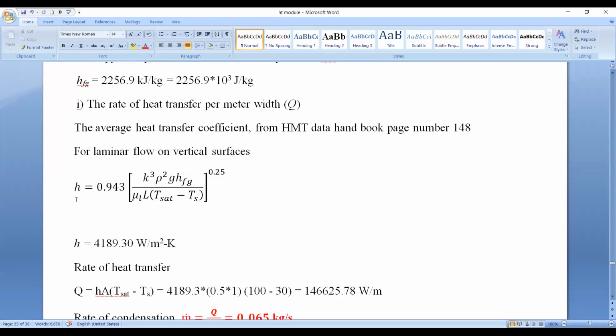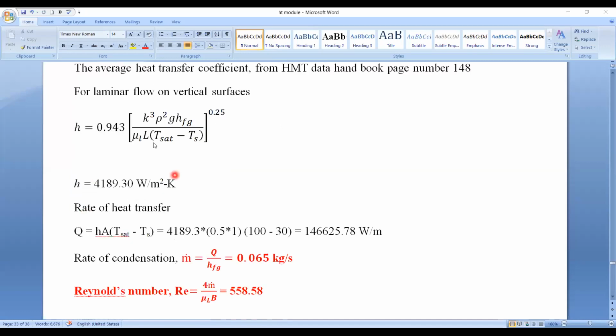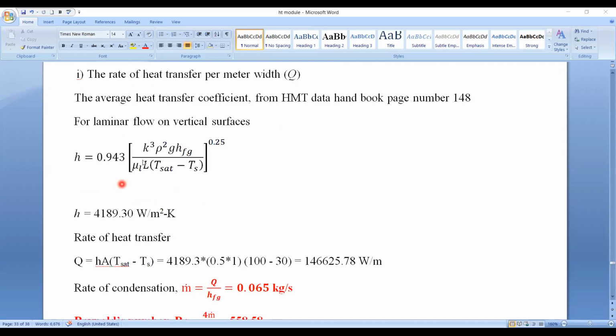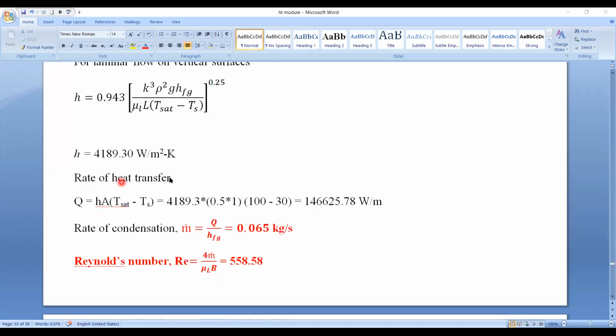Now H equals to 0.943 into the bracket raised to 0.25. So substitute all the values and do the calculation precisely. You'll get the value of H as 4189.30 watt per meter square kelvins. So this is the value of average heat transfer coefficient. Now the rate of heat transfer is given by, use the Newton's law, Q equals to HA into Tsat minus Ts.